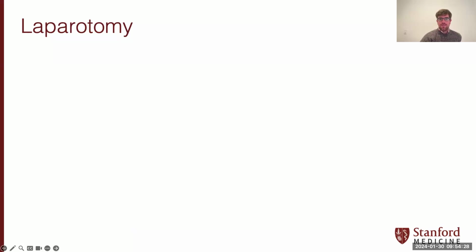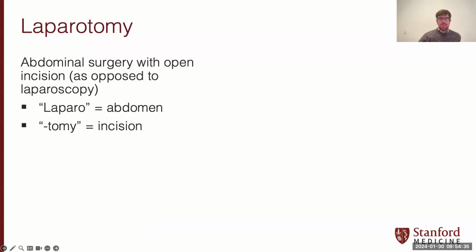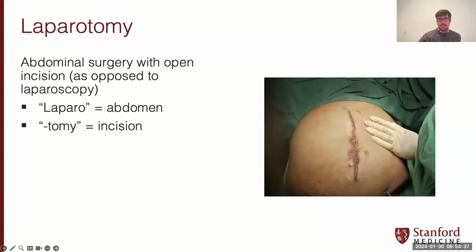Yeah, so this is another one of the procedures. So laparo is abdomen, tomy is incision. So it's an abdominal surgery with an open incision, as opposed to a laparoscopy where we basically insert a camera through a very small port. So when you hear the word exploratory laparotomy, usually what that means is we've done this large incision to take a closer look at the abdomen with direct visualization, as opposed again to laparoscopy where we actually look with the camera.